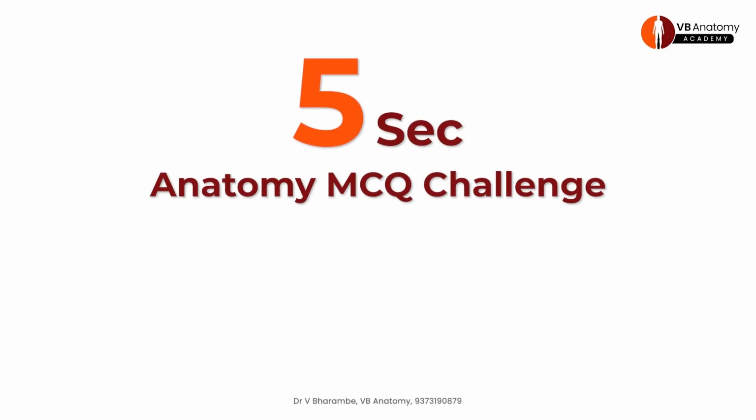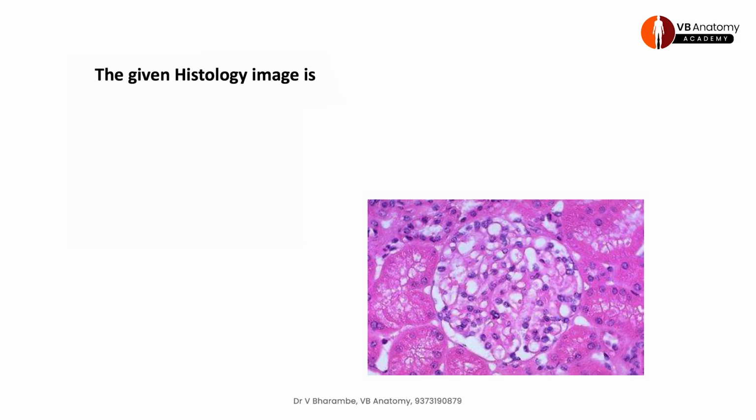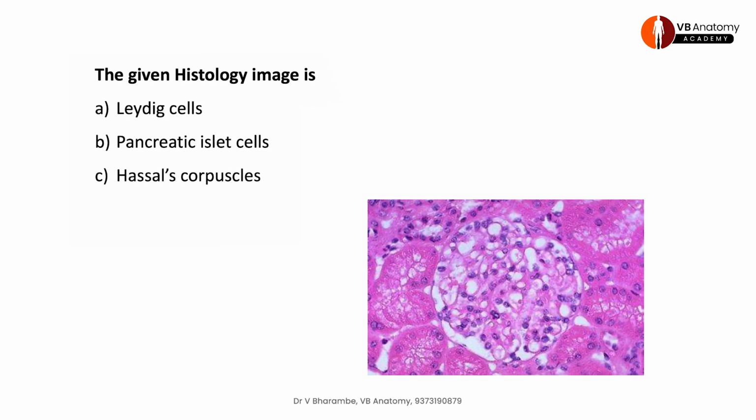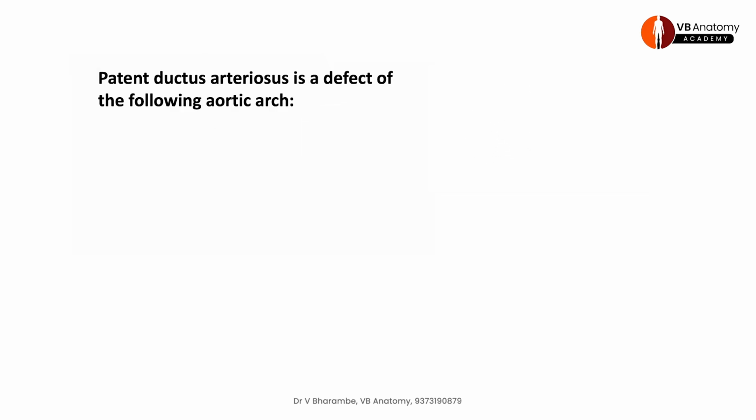If you're a NEET PG aspirant, then you must solve this. The given histology image is Leydig cells, pancreatic islet cells, Hassall's corpuscles, glomerulus. Take a look at the image. The answer, glomerulus.